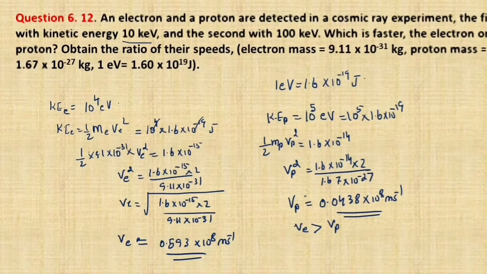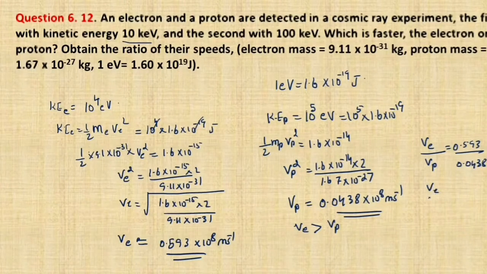So electron is moving faster than the proton. Now the next question is asking about their ratio. You have to calculate the electron velocity to the proton velocity, which is equal to 0.593 divided by 0.0438. 10 to the power 8 will cancel.